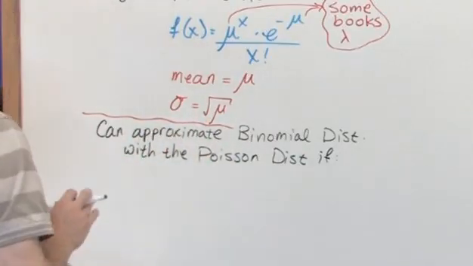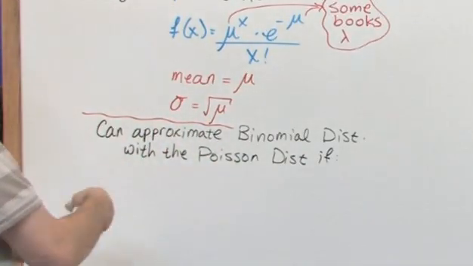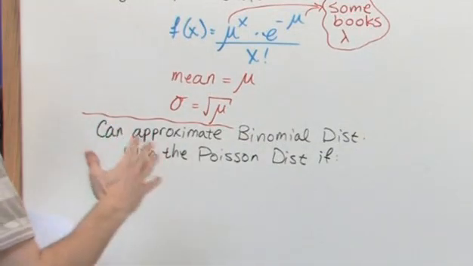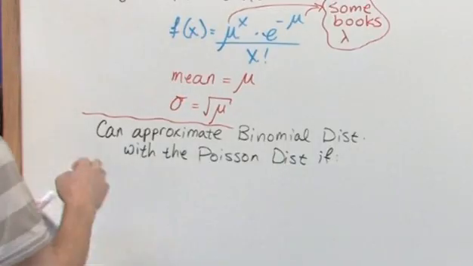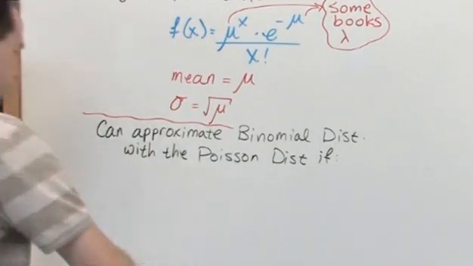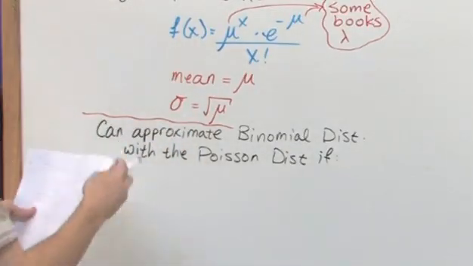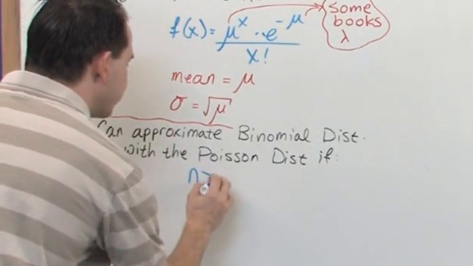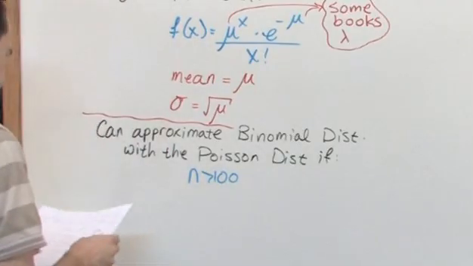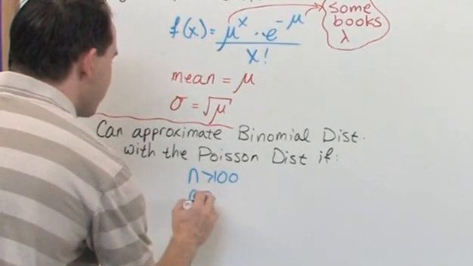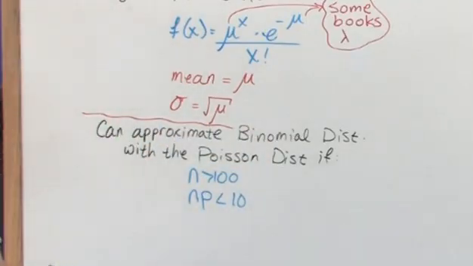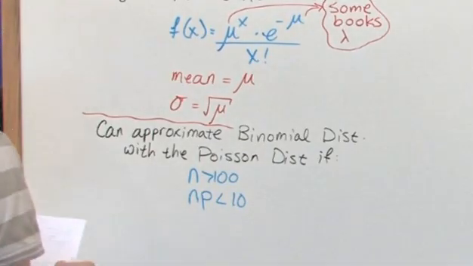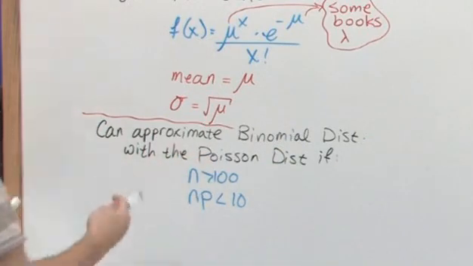If you're given a binomial problem, you remember what you have to know for binomial distributions. You have a number of trials n, and you have a probability of success. And there's some other things in there, but those are the 2 main things. If you're working a binomial distribution problem and the number of trials is greater than 100, okay, and the number of trials times the probability of success is less than 10, then you can use the Poisson distribution as an approximation to the real answer, which is the binomial distribution, okay? And these two things will have to be met, okay?